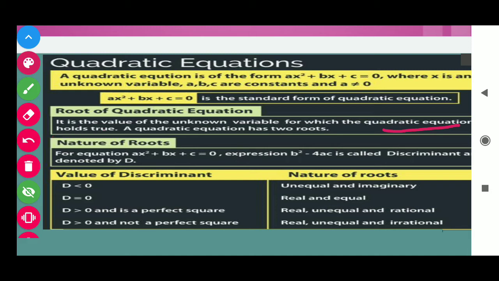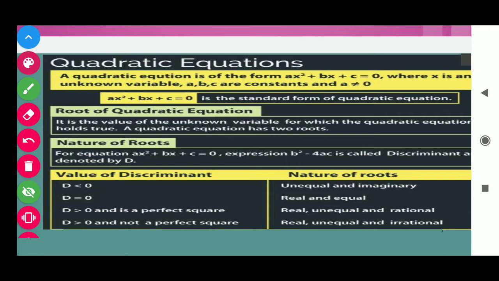Now, nature of roots. Students, जो हम roots find करते हैं, now we study about the nature of that roots for equation ax squared plus bx plus c is equal to 0. Expression b square minus 4ac is equal to discriminant. This is called discriminant and is denoted by capital D. Discriminant decide करता है कि roots का nature क्या है.